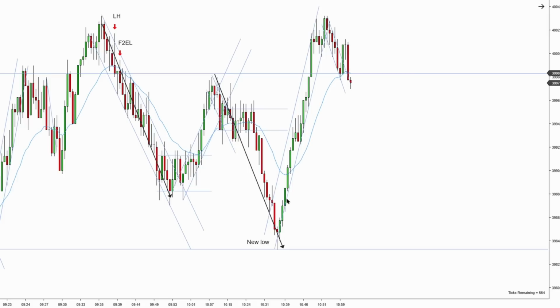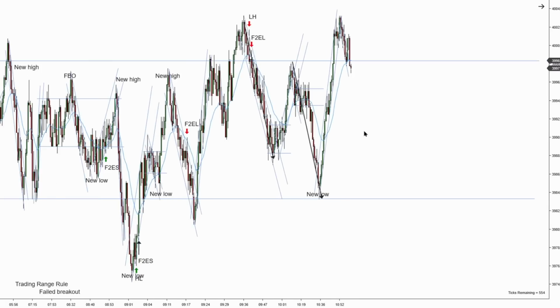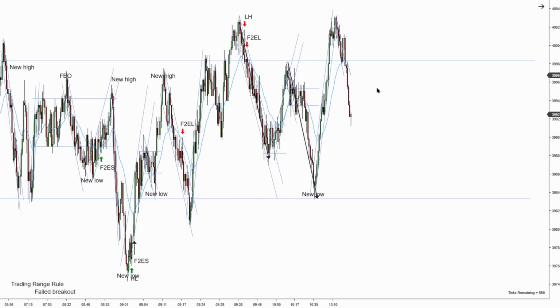Now, we have another failed second entry long, but this time you're above the EMA and the uptrend is still in play. There is no clear break at a new high. So there is definitely a chance the market will create a new extreme. And once again, notice the breakout above the trend range and prices continue working lower.